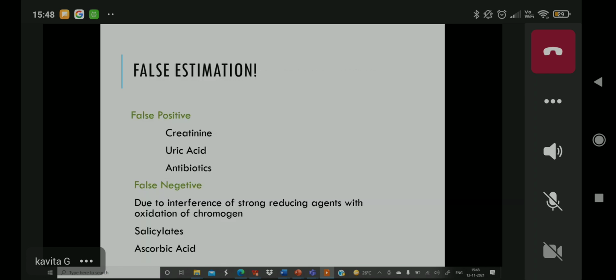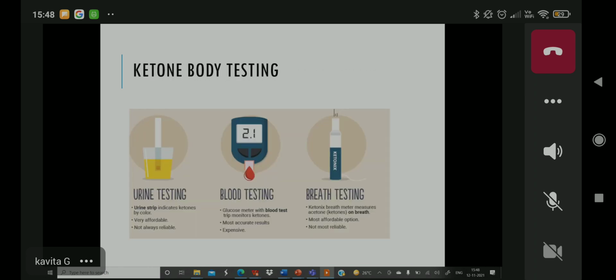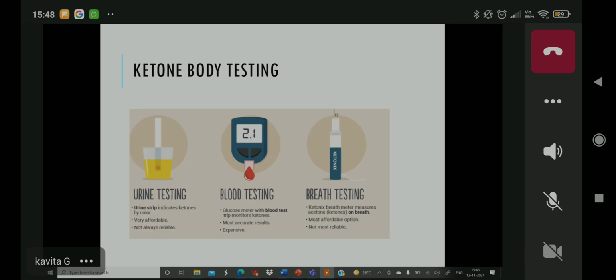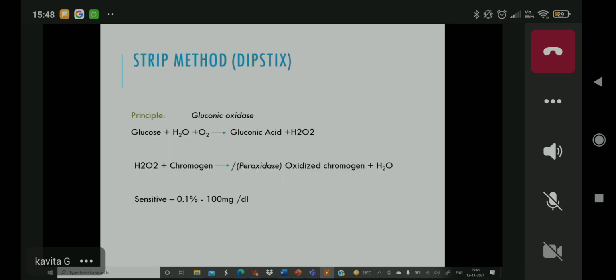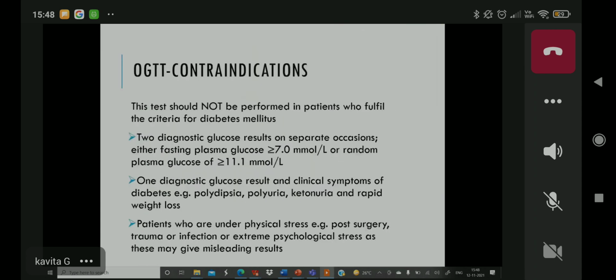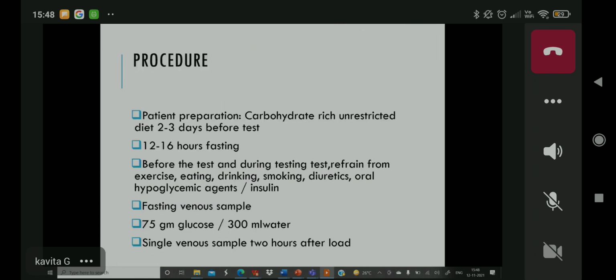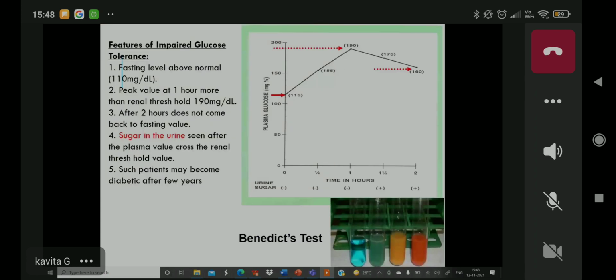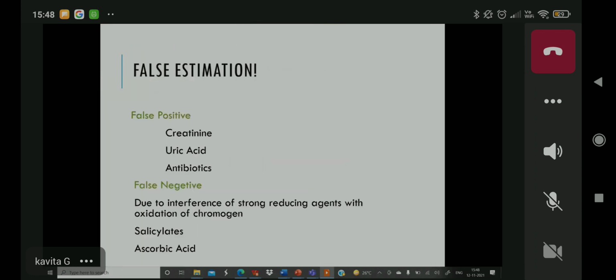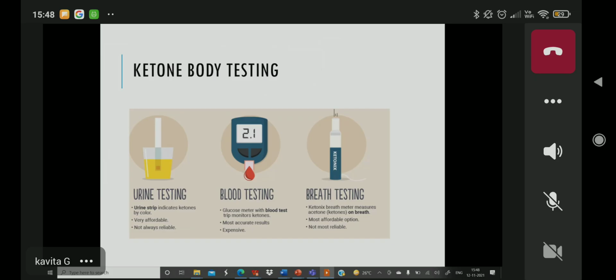I'm not going into all this strip test and all this. How do you test ketone bodies: urine, blood, breath test? Beta hydroxybutyric acid. So whenever you're asked for the diagnosis of diabetes, you are going to have to mention all this. What I told you in the beginning, the OGTT cutoff diagnostic criteria, then you can mention the urine analysis, what all you're looking for in diabetes, how you're going to do the tests, right?